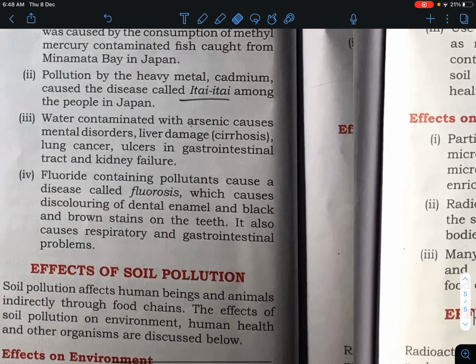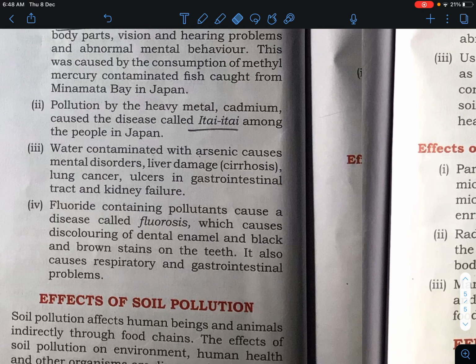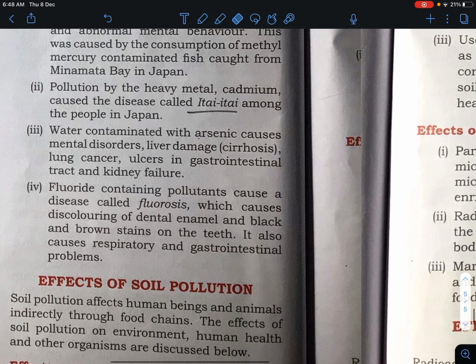The second one is pollution by the heavy metal cadmium, and the disease caused by cadmium is called Itai-itai, which also occurred in Japan. Water contaminated with arsenic causes mental disorder, liver damage, lung cancer, ulcers in the gastrointestinal tract, and kidney failure.